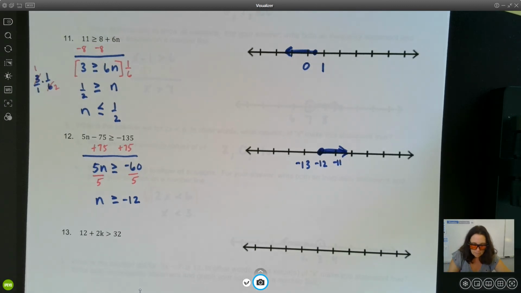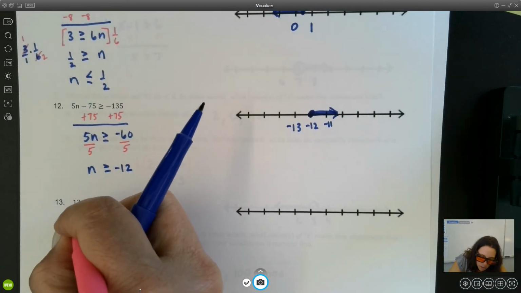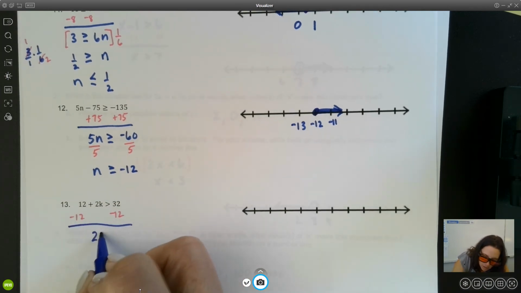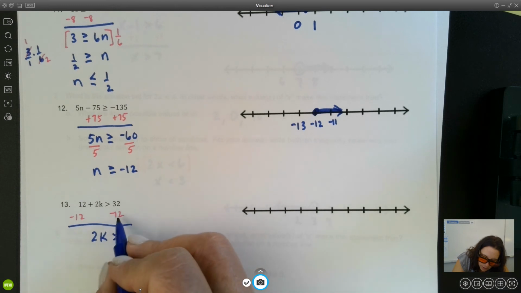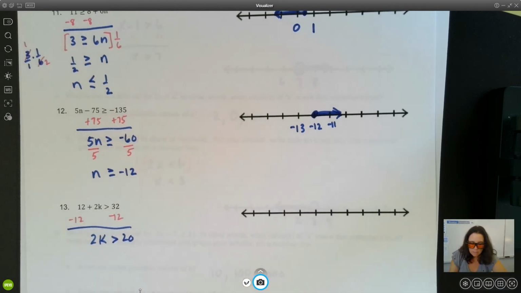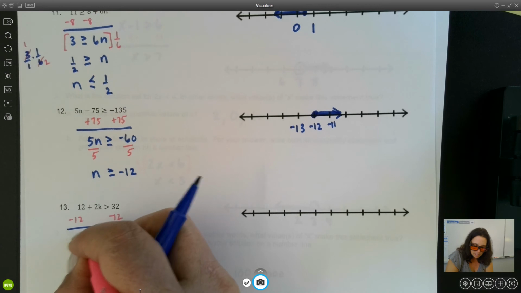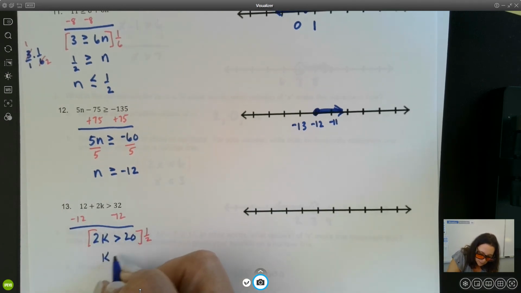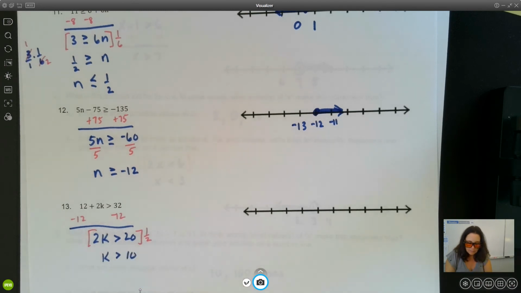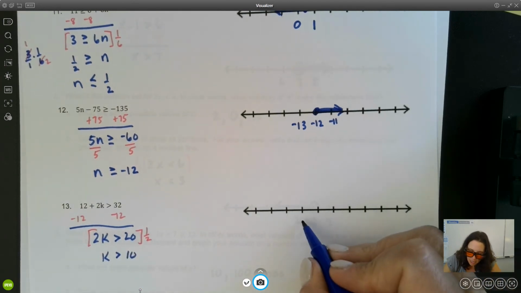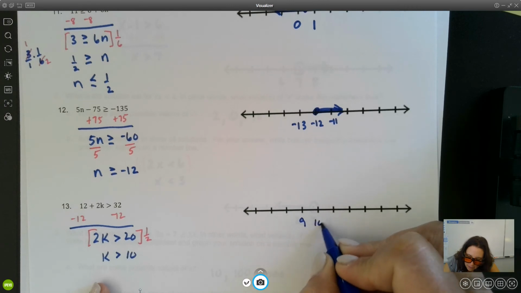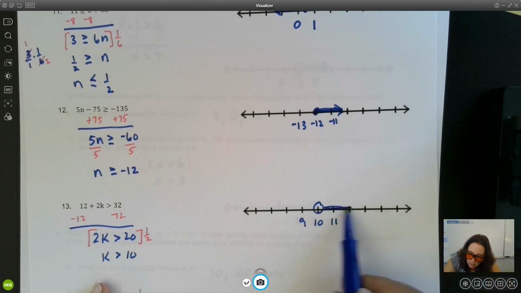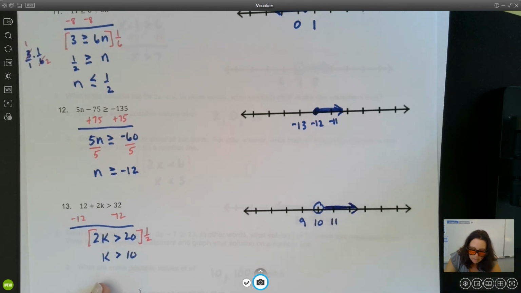Okay, number 13, I'm going to go ahead and subtract 12 from both sides. 2k is greater than 32 minus 12, which is 20. Take a half or divide by 2. Half of 2k is 1k. Half of 20 is 10. On a number line, 9, 10, 11, open circle on 10, shaded right.